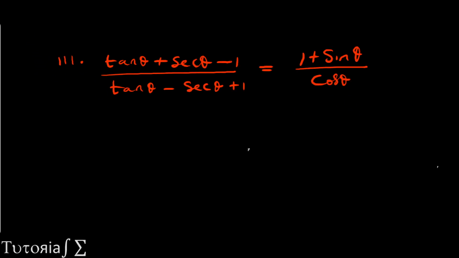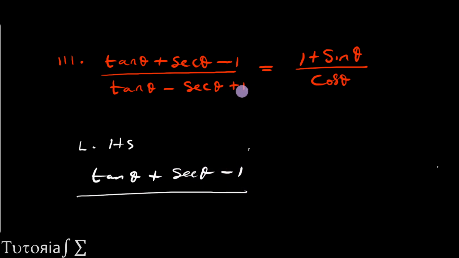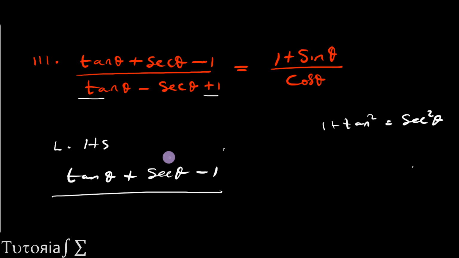All right, so for this one, we're going to reconstruct the equation a bit. So we're going to start with the left-hand side. On top we have tan theta plus sec theta minus 1. And at the bottom, we can group this and this because we have an idea of 1 plus tan squared theta being equal to sec squared theta. So we want the tan and the 1 to be together.